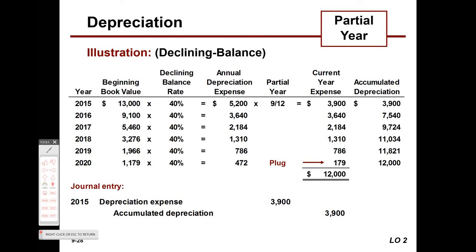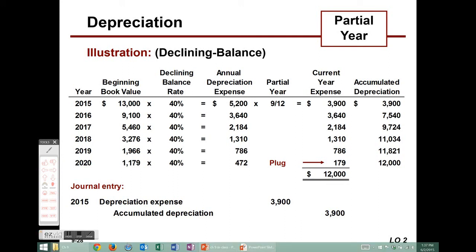So you take the ending book value for the previous year, 40% of that amount is depreciation expense, and then kind of wash, rinse, and repeat until you get to the last year. All right, so you still cannot depreciate below $1,000, which was the residual. So you can never depreciate below the residual in any form, but also particularly the declining balance method.